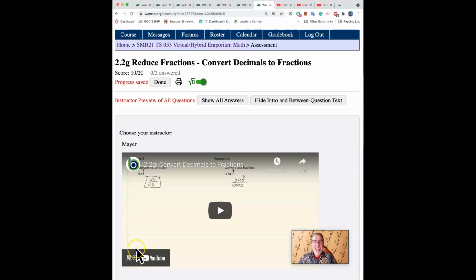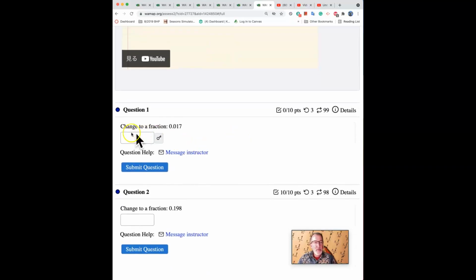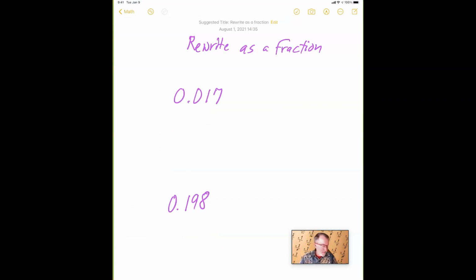Hello everybody. In today's lesson, 2.2G, we're going to look at how to convert decimals to fractions. This is the WAMAP page. We'll just work through these very quickly. We're going to change this decimal, 0.017 or 17 thousandths, to a fraction. All right, let me grab my tablet and we'll see what we can do.